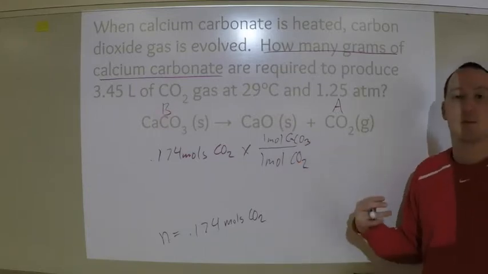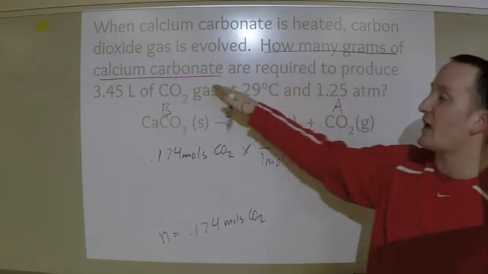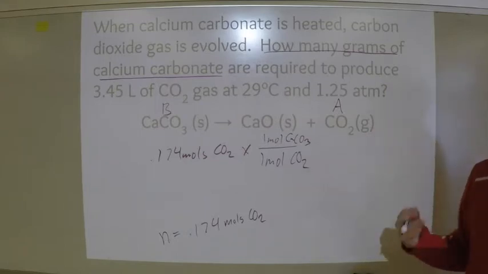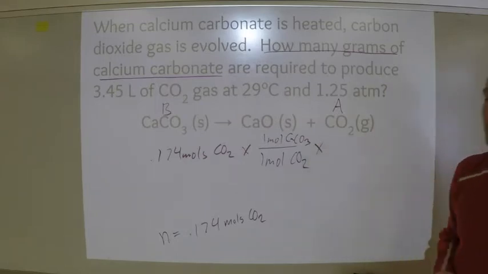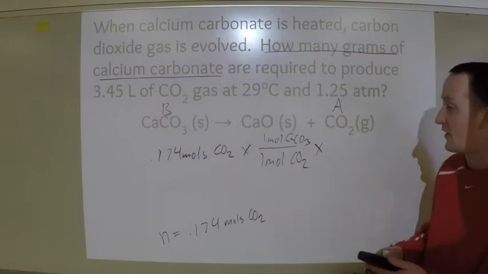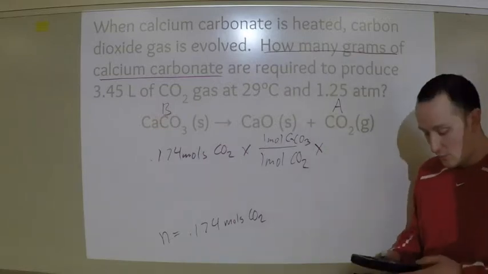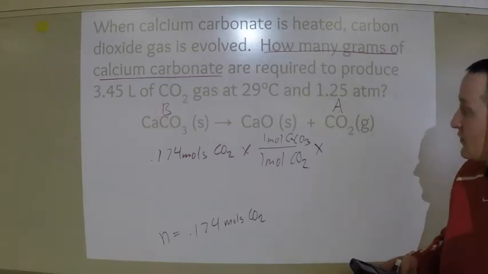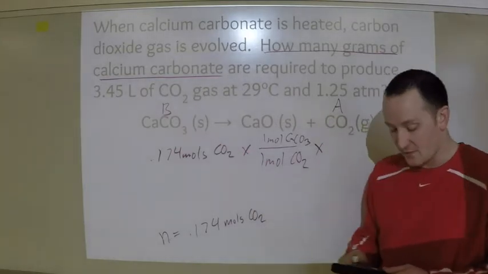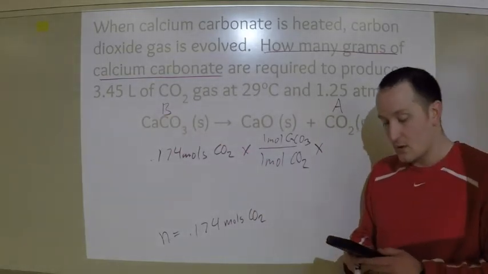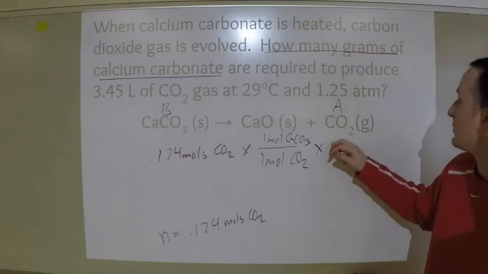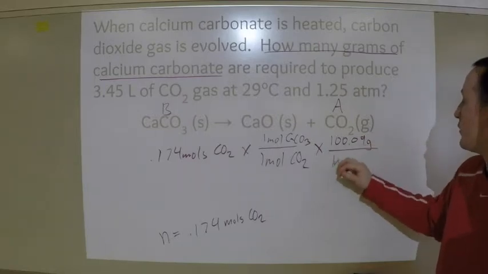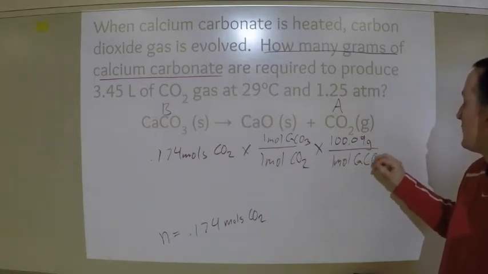The last step is, it asked me to find how many grams of calcium carbonate. So, to change from moles of calcium carbonate to grams of calcium carbonate, I'm going to multiply by its molar mass. To find the molar mass of calcium carbonate, calcium's molar mass is 40.08. Carbon is 12.01. Then I need to find the mass of 3 oxygens, which is 48. And I get 100.09. So that means I'm going to multiply by 100.09 grams for every 1 mole of calcium carbonate.